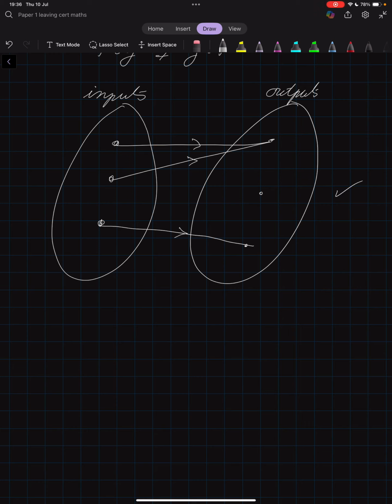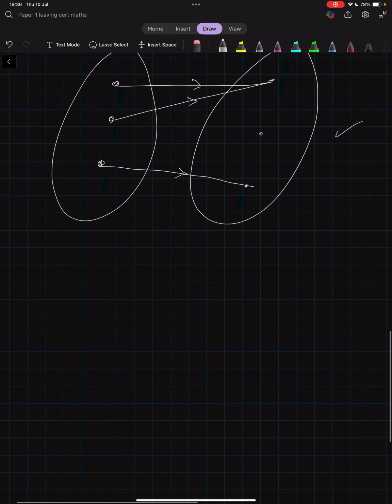The reason is because remember, the only thing you have to satisfy for a function is that if you give it a number, it only gives you one number. If I plug in this number here, does it give me just one number? Yeah, it gives me this. If I plug in this number, does it give me one more number? Yes, it does. If I plug in this number, do I get another number? Yeah, I do.